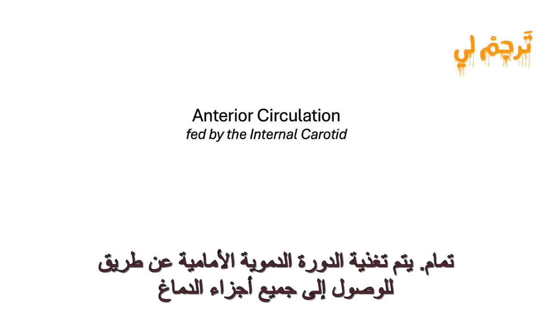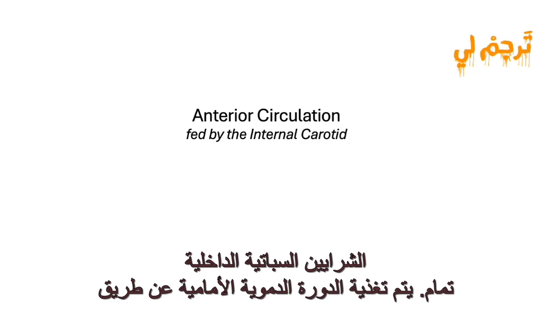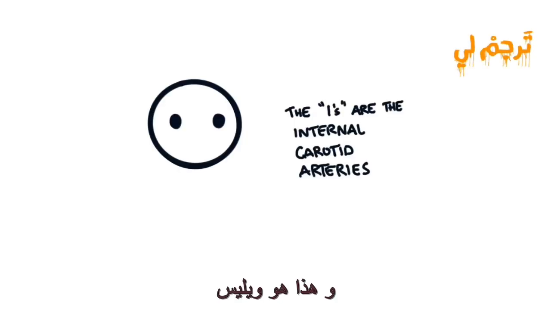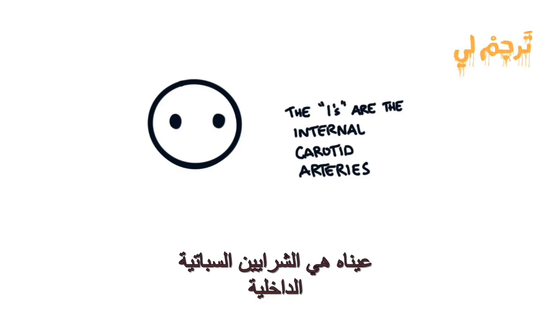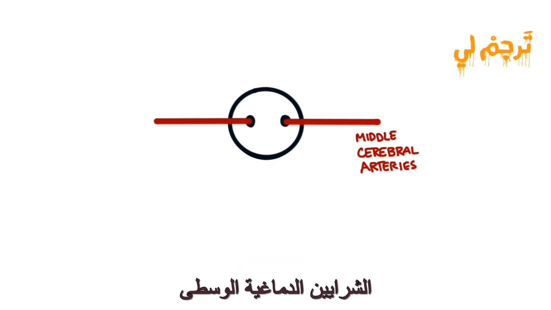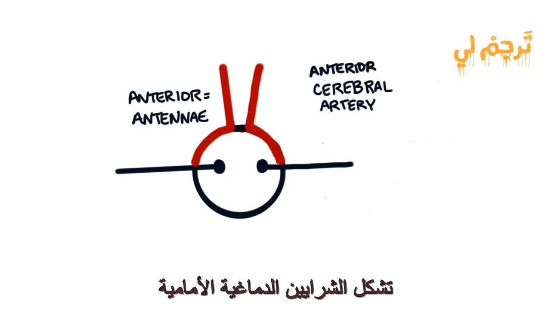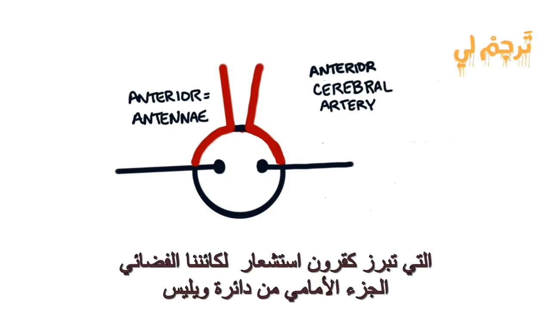Okay, the anterior circulation is fed by the internal carotid arteries. Here's Willis. His eyes are the internal carotid arteries. The middle cerebral arteries are relatively large and branch directly off of the internal carotids. The anterior cerebral arteries form the anterior portion of the Circle of Willis, popping out like antennae for our alien.